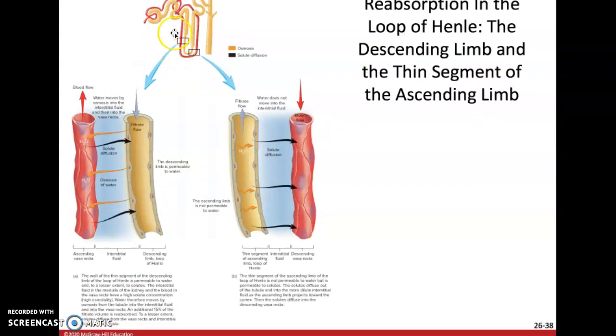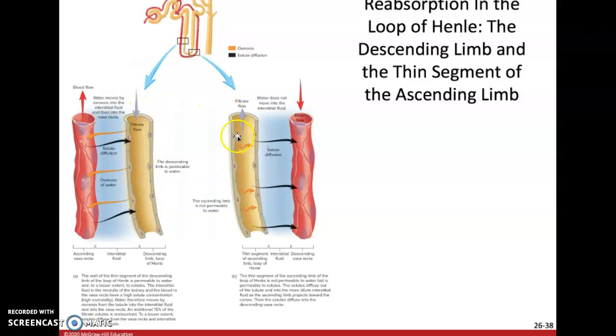The next segment for reabsorption is going to be the loop of Henle. And remember, we have the descending limb and the ascending limb. In the descending limb, we have permeability for the water. We have osmosis for the water. And we are going to be reabsorbing water from here, from the filtrate to the capillaries. And we have some diffusion from the capillaries to the tubule about solids.